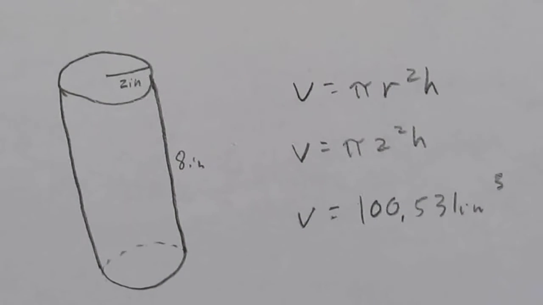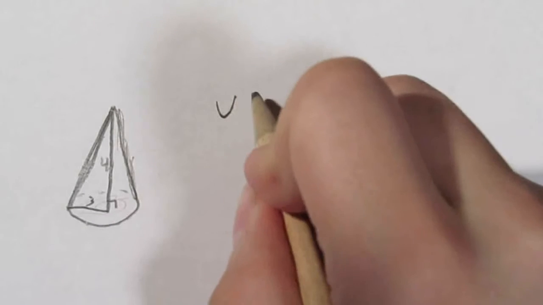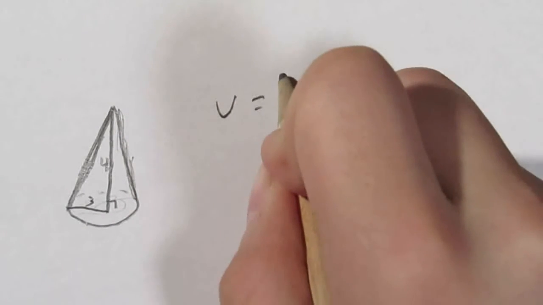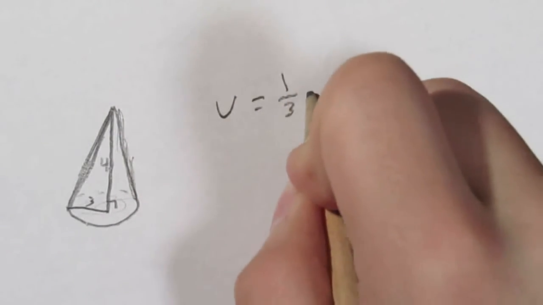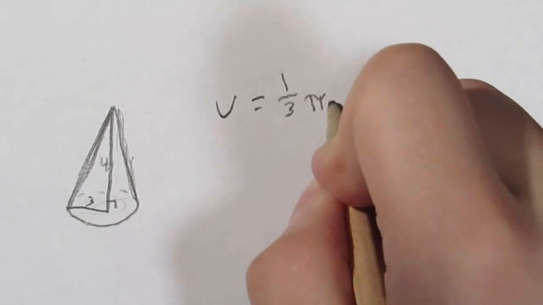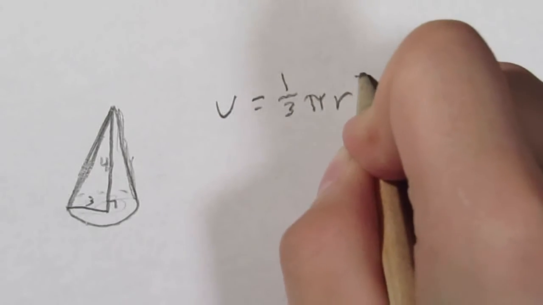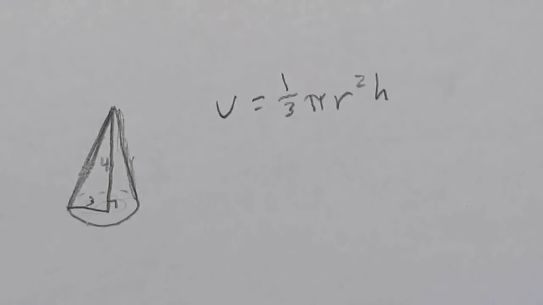So very similar to that, if we go over here, we have a cone. So cones are actually fairly simple, as crudely drawn as that is. I'm not an artist by any means, but in this case, V equals 1/3 of pi times the radius squared times h. So basically the exact same as if you were trying to find a cylinder, except in this case you're going to do 1/3 of pi instead.